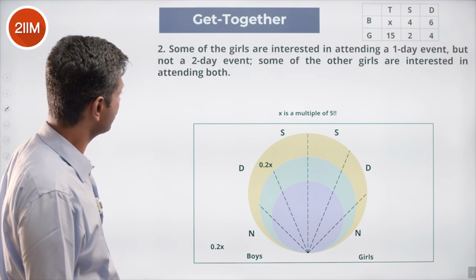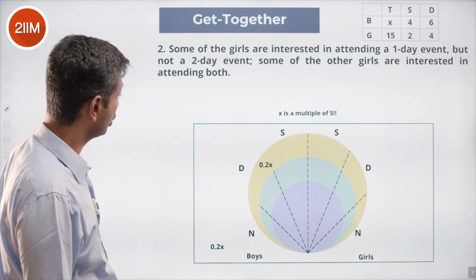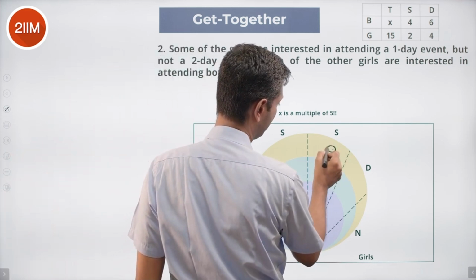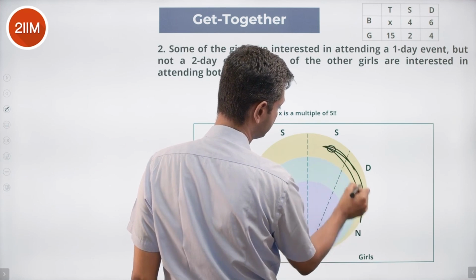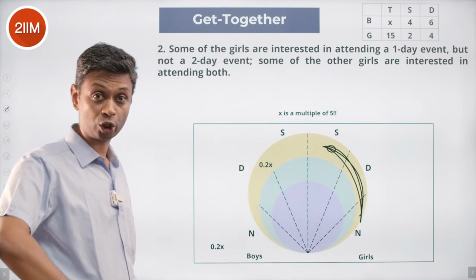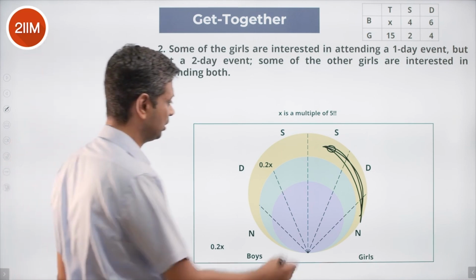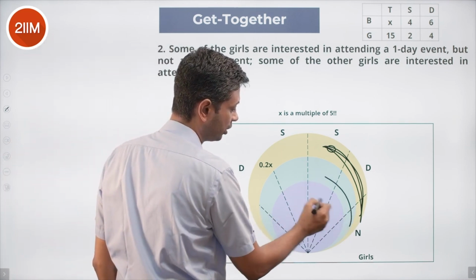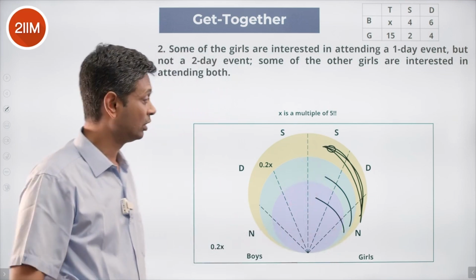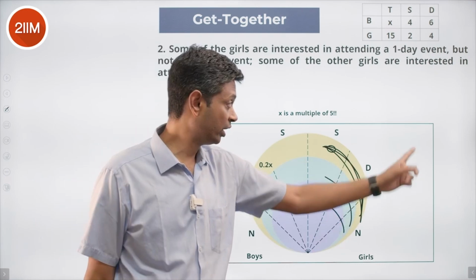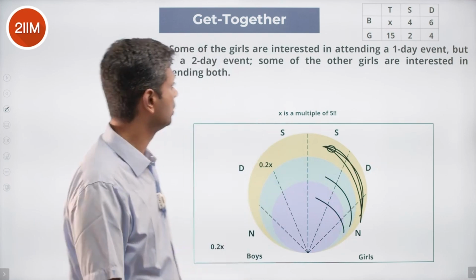Some of the girls are interested in attending a 1-day event, but not a 2-day event. So there are some number here for girls, not here, but here. 1 day, but not a 2-day event. Some of the other girls are interested in attending both. That is, some numbers come here or here, both 1 day and 2 day. So inside 2 day there are a bunch of numbers, not 0. This is not 0 either. Outside is 0 for girls, that much we know.